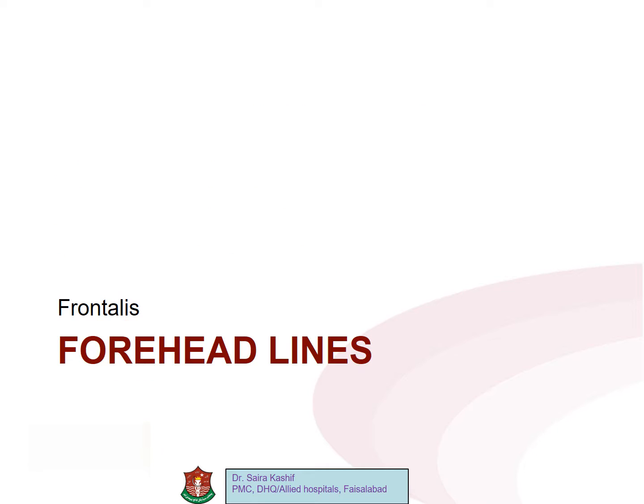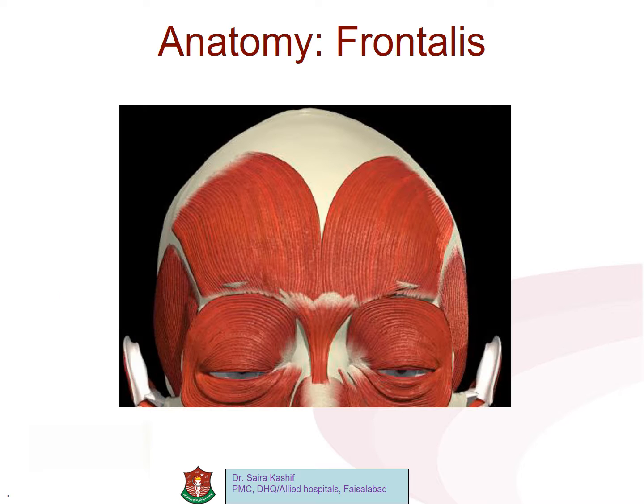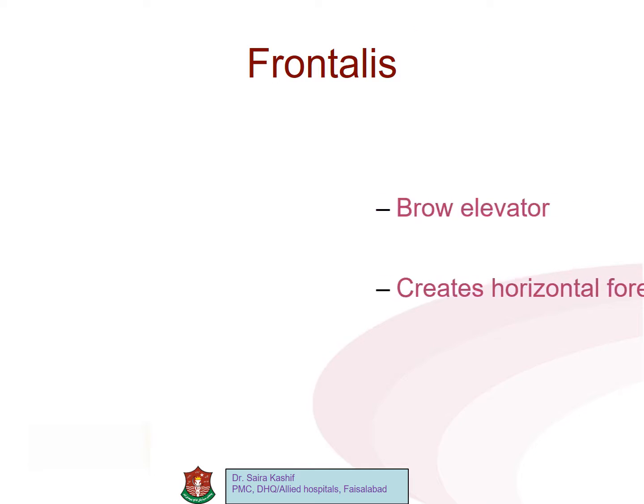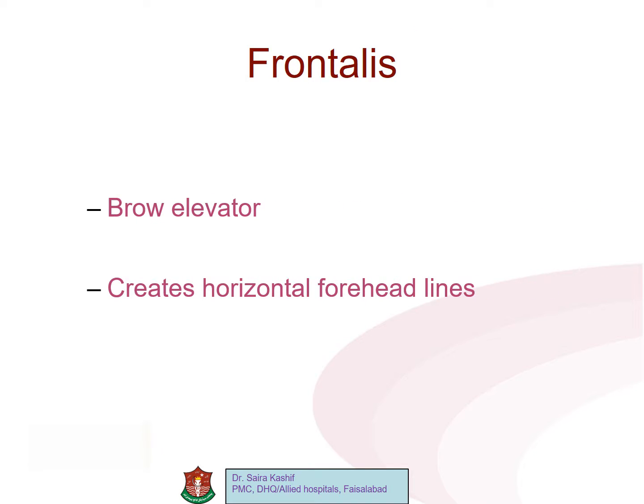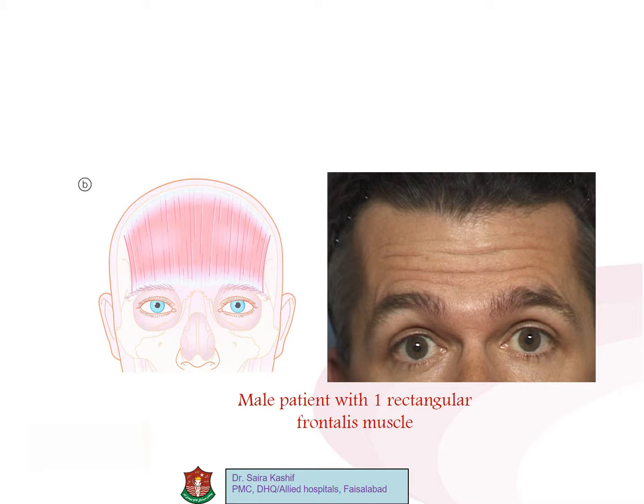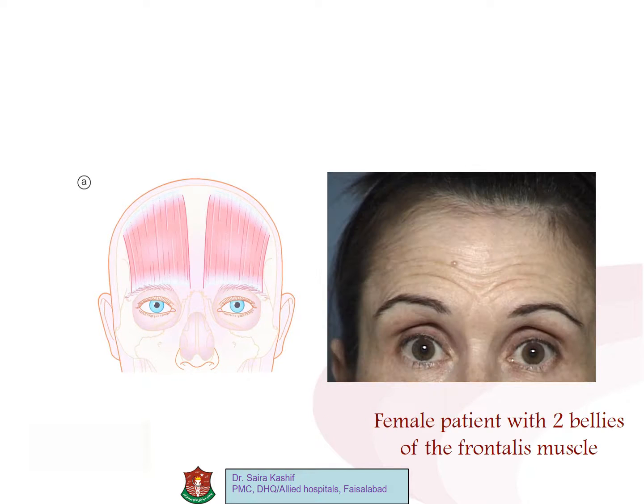So next is the frontalis, forehead lines. Forehead horizontal lines are produced due to contraction of which muscle? Frontalis. It is the brow elevator and creates the horizontal lines. Ask the patient to elicit the contraction, raise the eyebrows or the forehead. You can see in some patients, mostly in male, there is one rectangular muscle. In female, there may be two bellies of the frontalis.